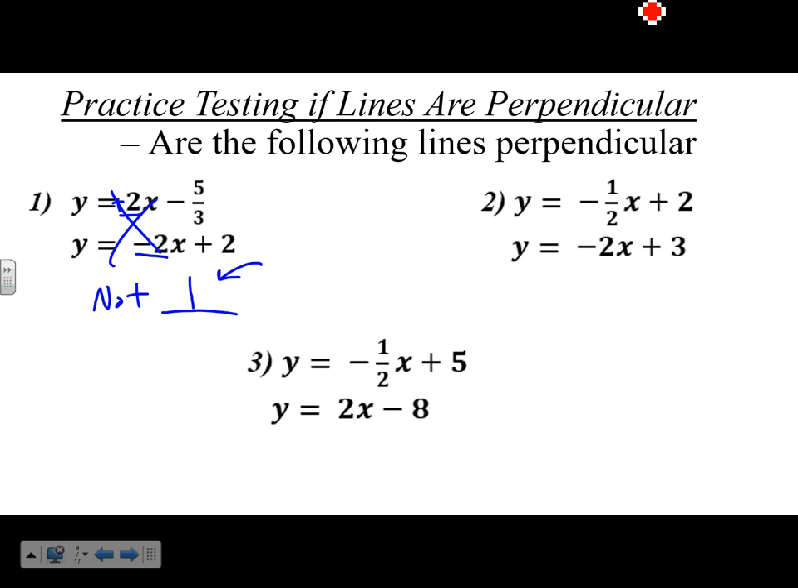So this one, we have -1/2, so -1/2. The opposite reciprocal would be 2 over +1 or +2/1, which is 2. This one's negative. So again, now they're reciprocals, but they're not opposite reciprocals. So that's, again, not perpendicular.